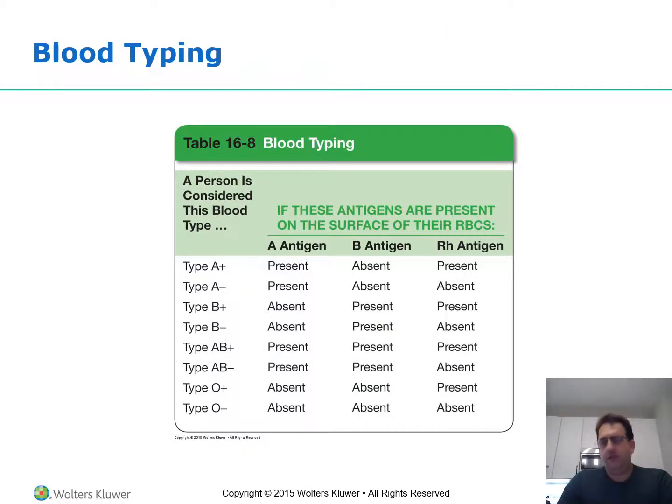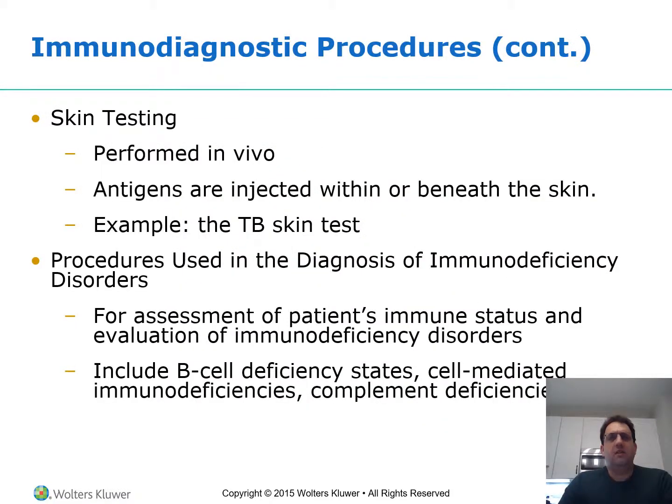So this is just a list of saying, okay, if you have type A blood, the A antigen is present, the B antigen is absent, and then if you get the positive sign, the Rh antigen is present. And then finally, in these immunodiagnostic procedures, skin testing, we can basically inject just beneath the skin the antigens, and this is the TB test.